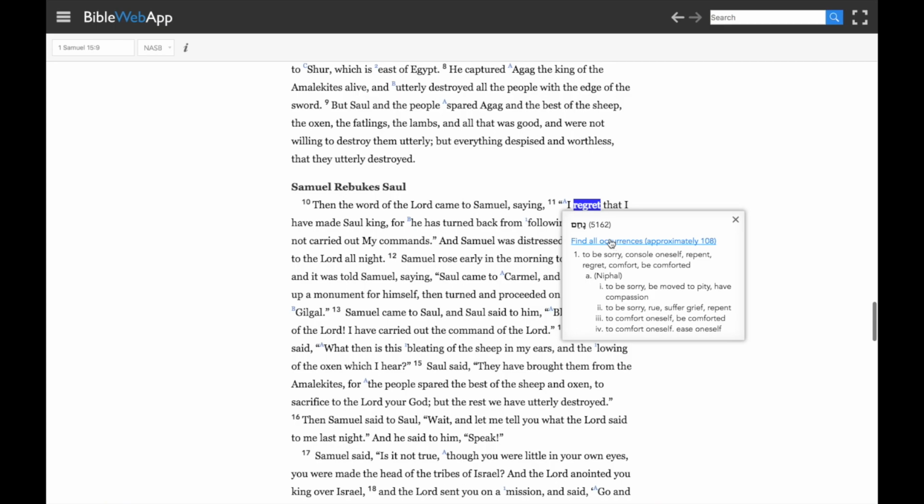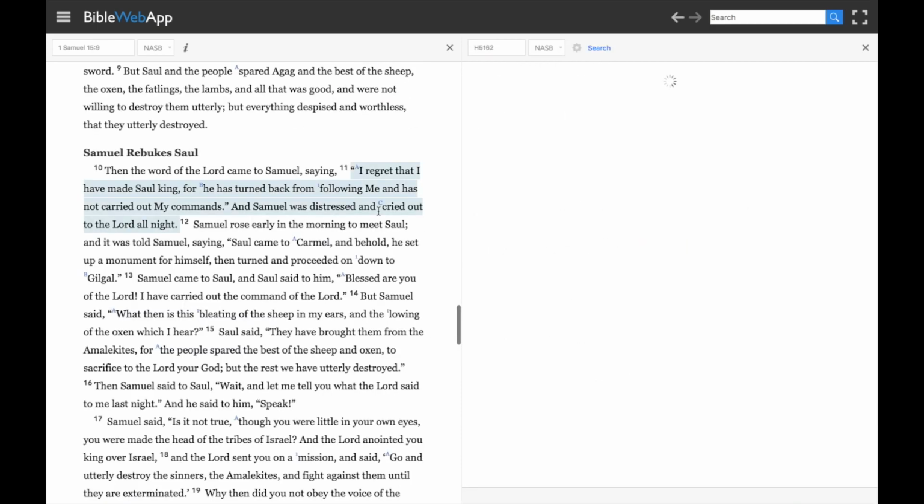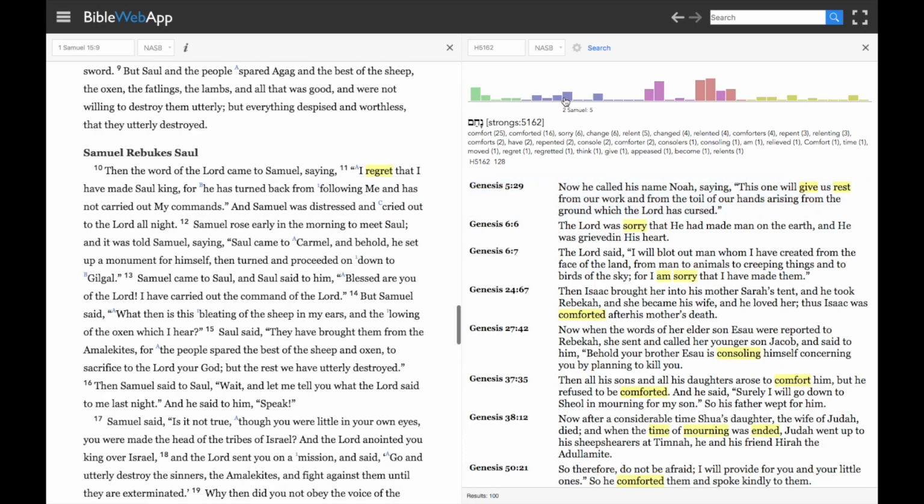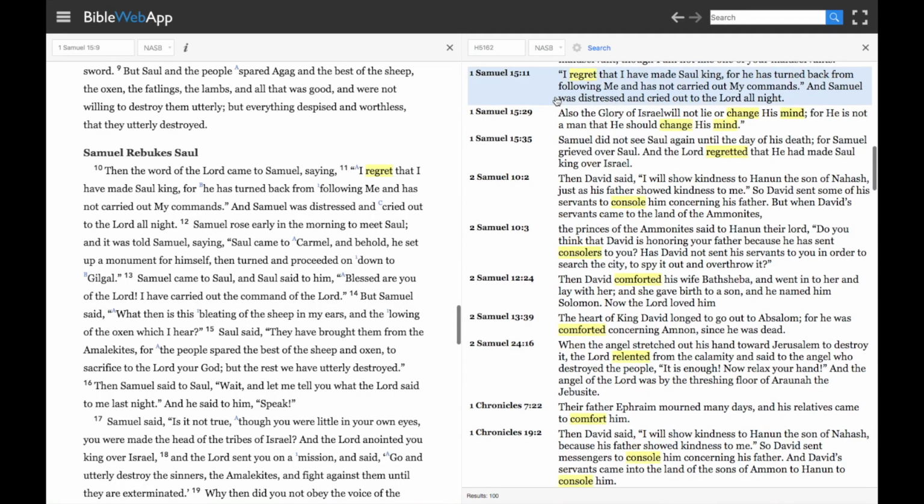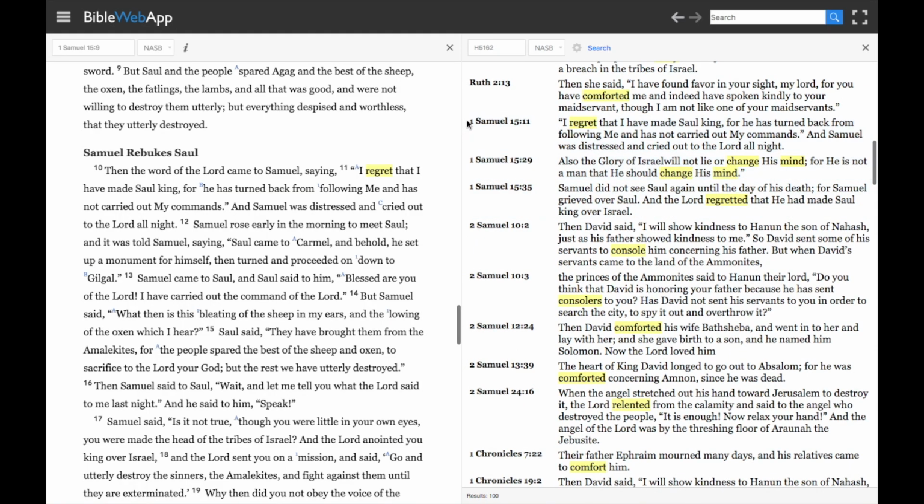And we're going to notice something really interesting in this passage here. If we pull up all the usages of Nacham, and then narrow that search to Samuel, there are 3 instances of Nacham in 1 Samuel. And you'll notice all 3 of those instances are in 1 Samuel 15: verse 11, which is what we're looking at right here, verse 29, and then verse 35. So let's look at what this progression tells us. We have verse 11 of Yahweh regretting that he's made Saul king. And then we have that repeated in verse 35.